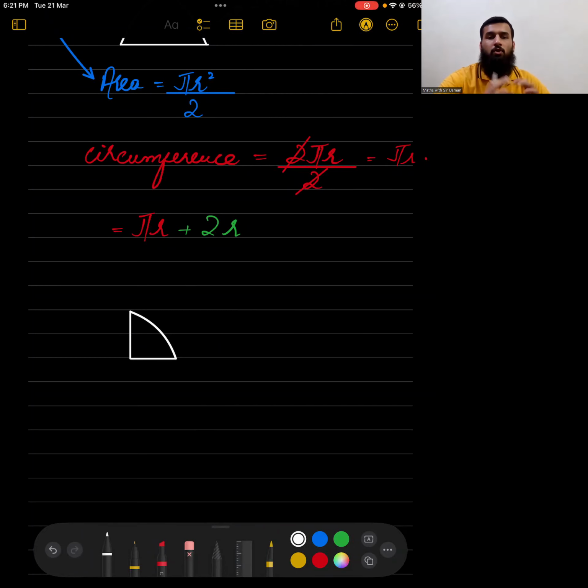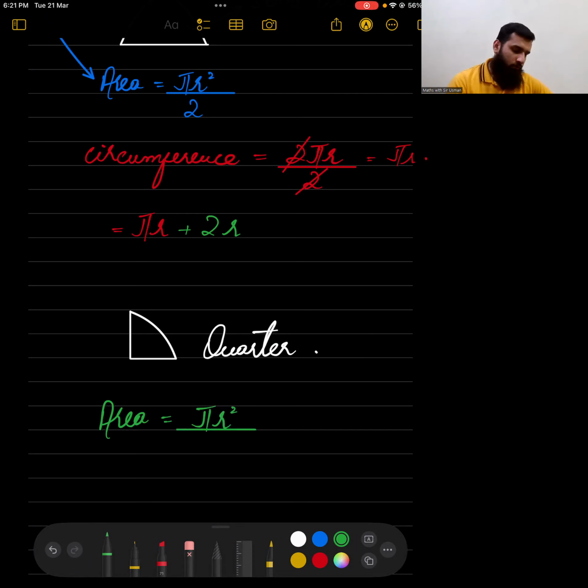It is called a quarter. Perfect. Nina, very good. This is a quarter of a circle, and we actually are going to do the same for its area like we did for the half of a circle. So we are going to pick up the area of the entire circle and divide it by 4. So that would be the area of this particular quarter.